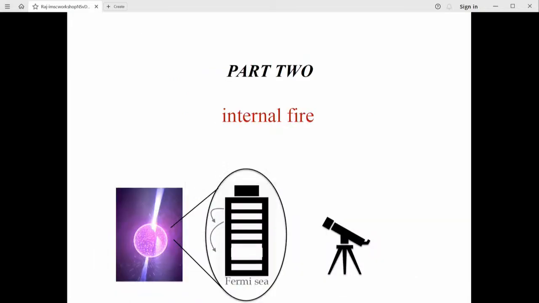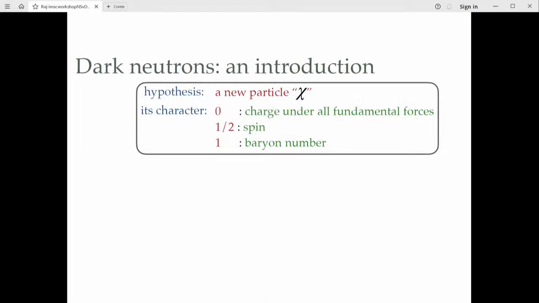Right. Okay, so then let me switch gears a little bit and talk about the other mechanism that gives us orders of magnitude improvement in dark matter searches using neutron stars, that which I call an internal fire. So now this has more knobs on it.